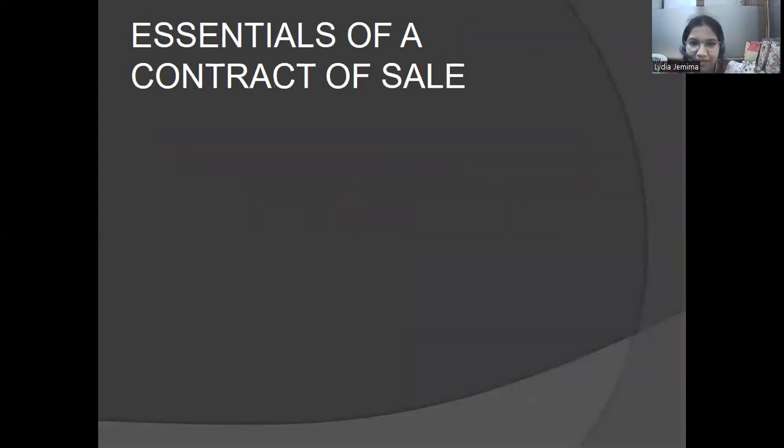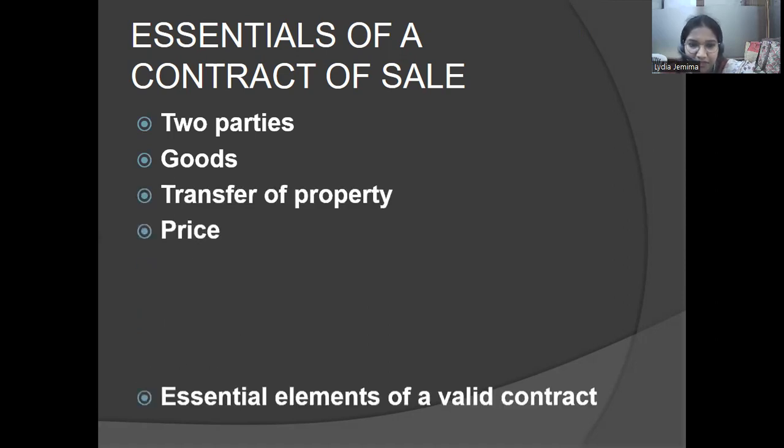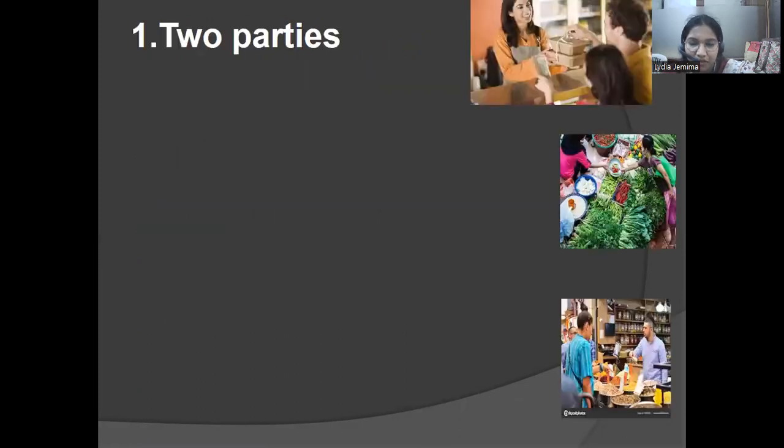Now, essentials of a contract of sale. In the previous chapter we spoke about the essentials of a valid contract. Now here we will be talking about the essentials of a contract of sale. The first one is two parties, the next is goods, then transfer of property, then price, and then the essential elements of a valid contract.